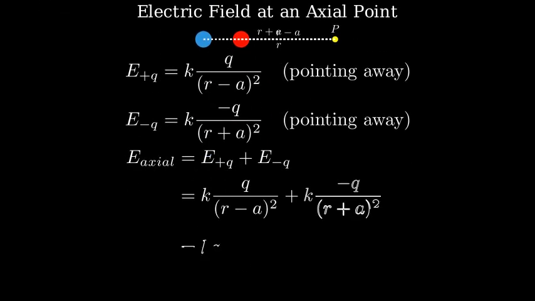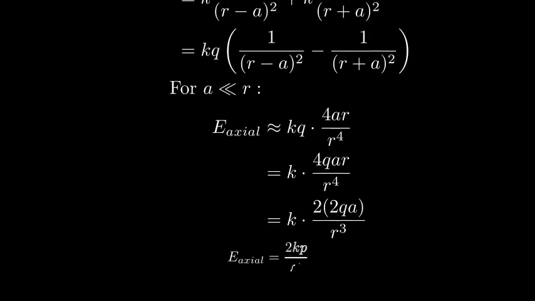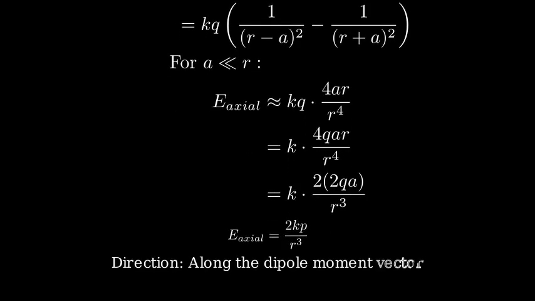When we add these fields according to the principle of superposition, and utilize the fact that for a short dipole a is much smaller than r, we get that the electric field at an axial point simplifies to E axial equals k times 2 times p divided by r cubed, where p is the dipole moment. This field points in the direction of the dipole moment.